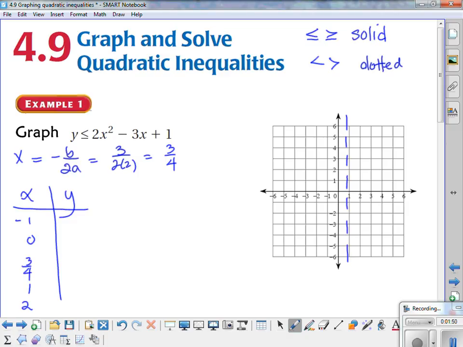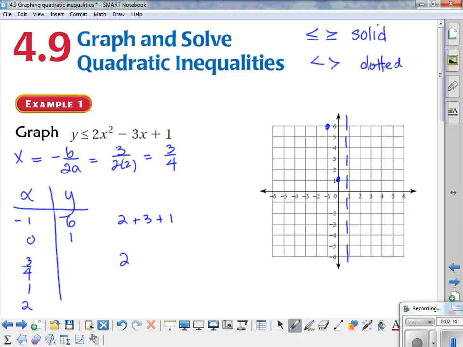So if I put in a -1, -1 squared is +1, so I get 2, and then -3 times -1 becomes +3 plus 1, so that is 6. So at -1, 6, I have a point. At 0, it's going to equal 1. That's my y-intercept. And then 3/4 is going to be the one that's a little bit of a bugaboo.